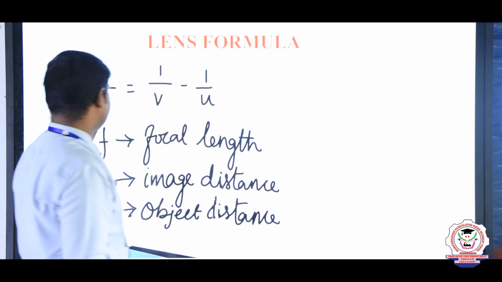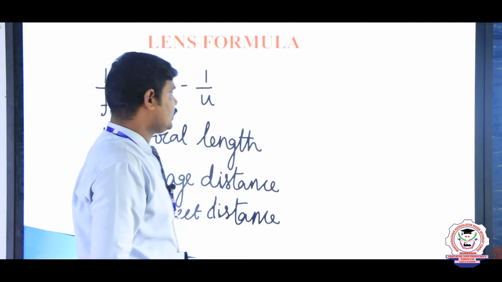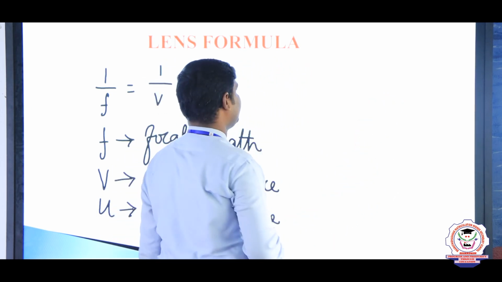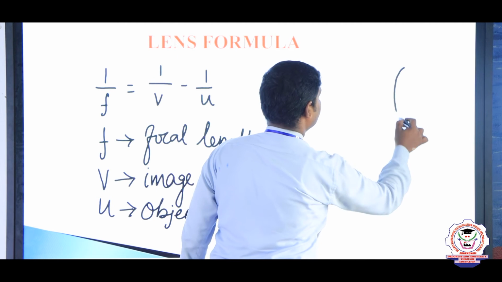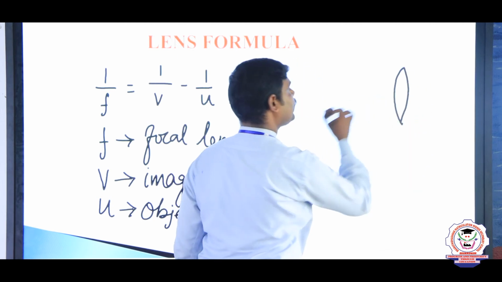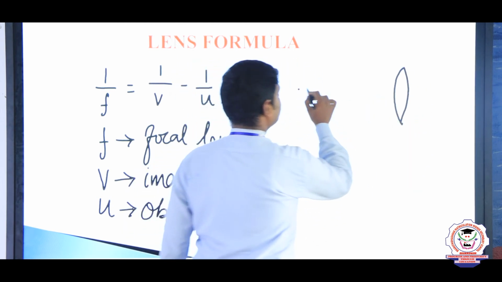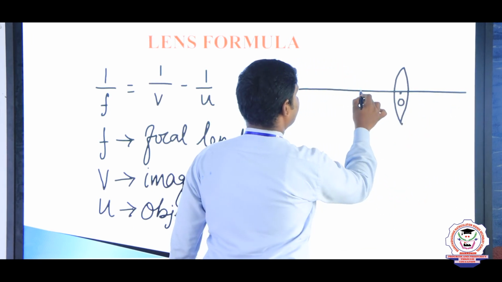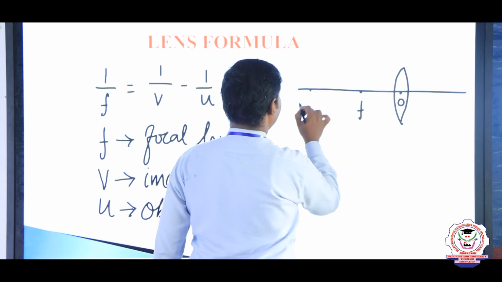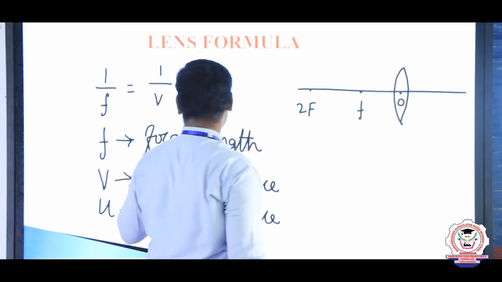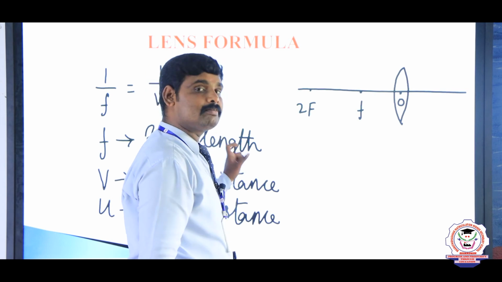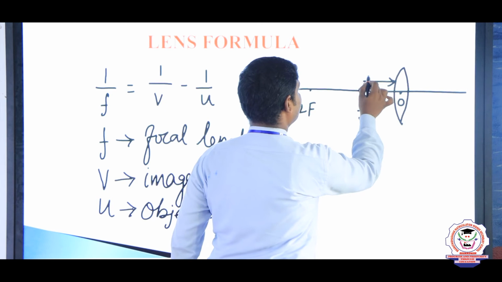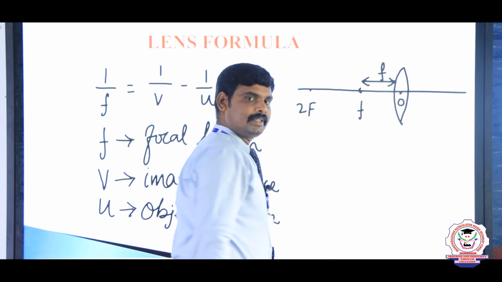How can we measure this f, v and u? See, suppose I take a concave lens or convex lens. Here I am taking a convex lens. This is the optic center, and F to F. The focal length is nothing but the distance between the focus and the optic center. This is the focal length f, right.